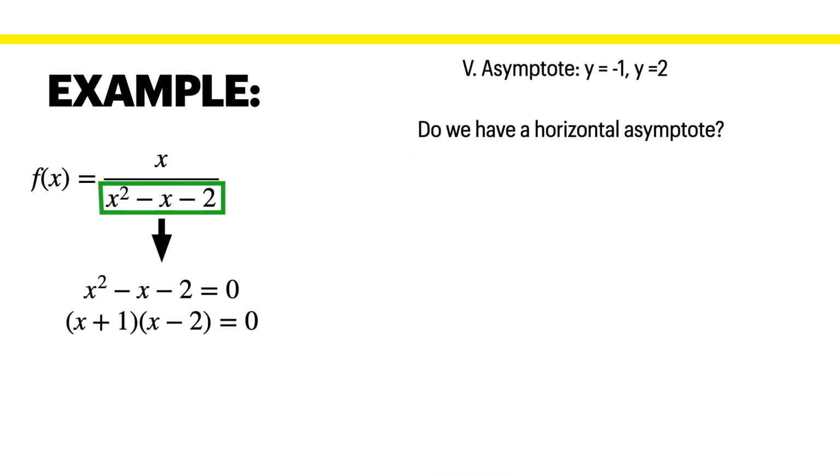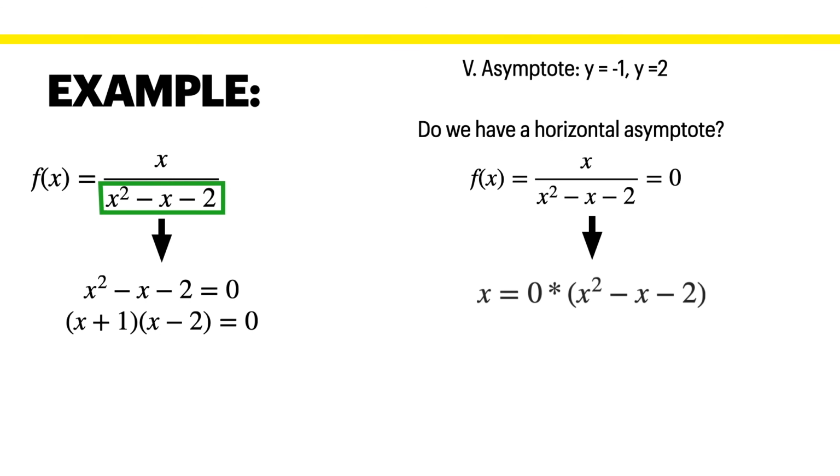It's very similar to what we do for the vertical asymptote. We just have to equate the whole equation to 0 and find out what we can get from that. If we cross multiply 0 with the terms in the denominator, you end up with x equals 0 multiplied by x squared minus x minus 2, and you have x equals 0. Obviously, x equals 0 is going to be our asymptote. So it's a resounding yes.